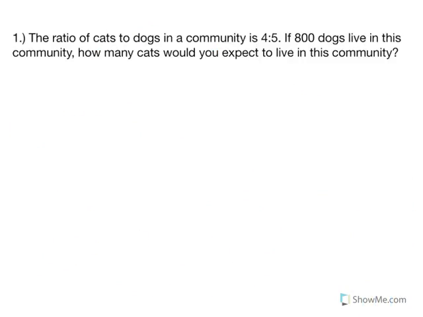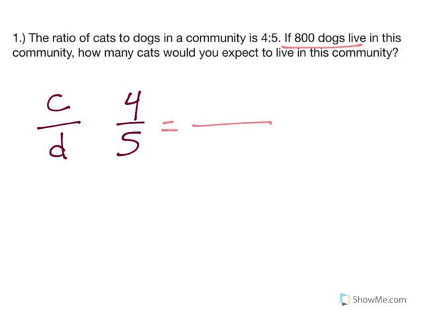Now we are into story problems. So it starts with the ratio of cats to dogs. Okay, so I'm talking about cats to dogs. Cats to dogs is 4 to 5. If 800 dogs, okay, well there's the ratio of 4 to 5. 800 dogs. Dogs are on the bottom, so 800 goes on the bottom. How many cats would we expect? So the missing piece is the cats.